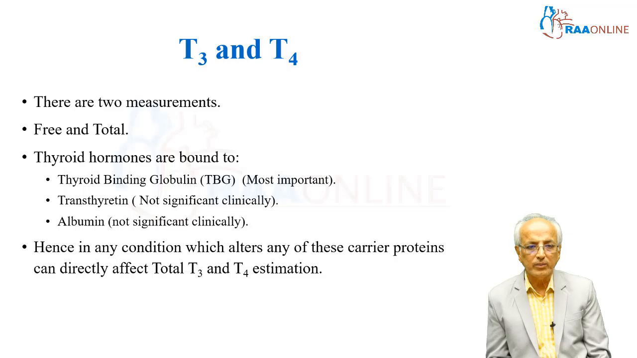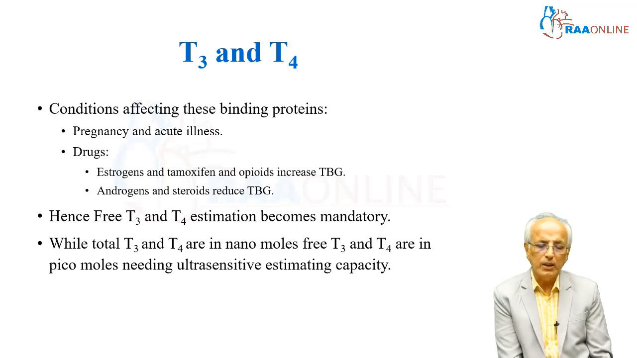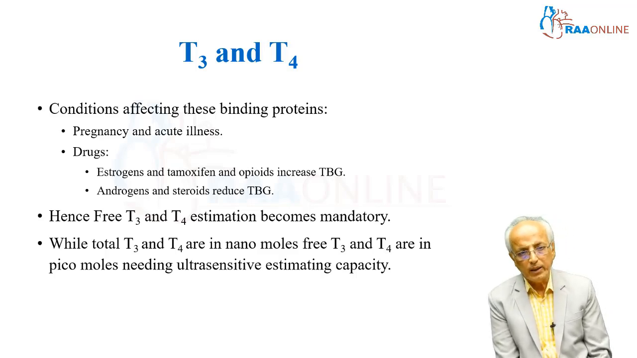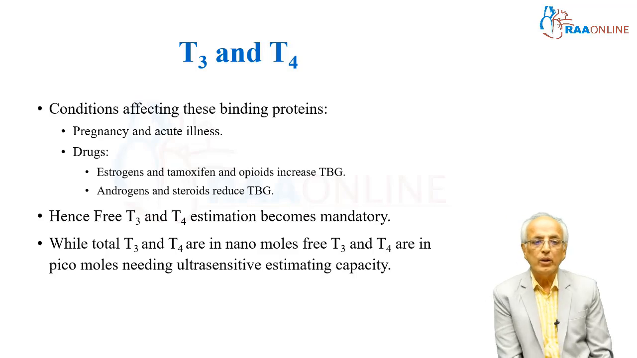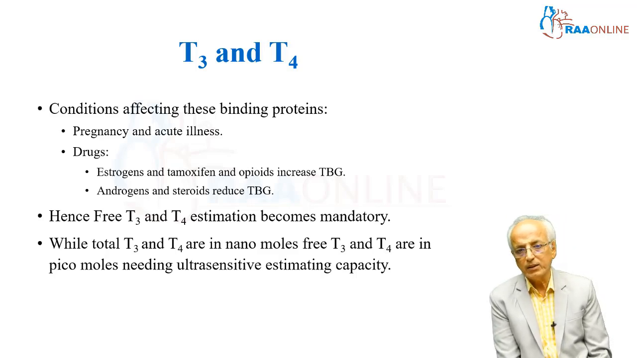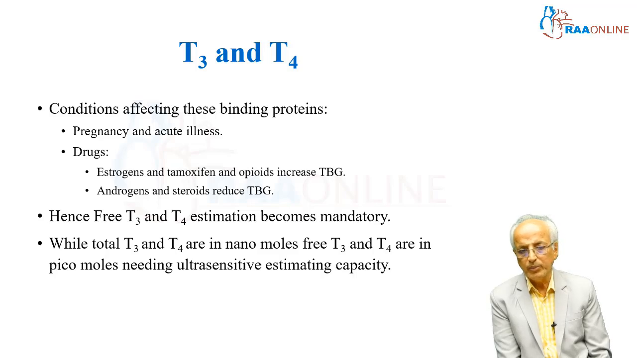and T4 estimation. Now, conditions affecting the binding protein estimation are pregnancy. In pregnancy, the thyroid binding globulin is very high. In acute illness also, it can come down. Drugs, estrogen, tamoxifen, opioids can increase the thyroid binding globulin. Androgen and steroids reduce the TBG.